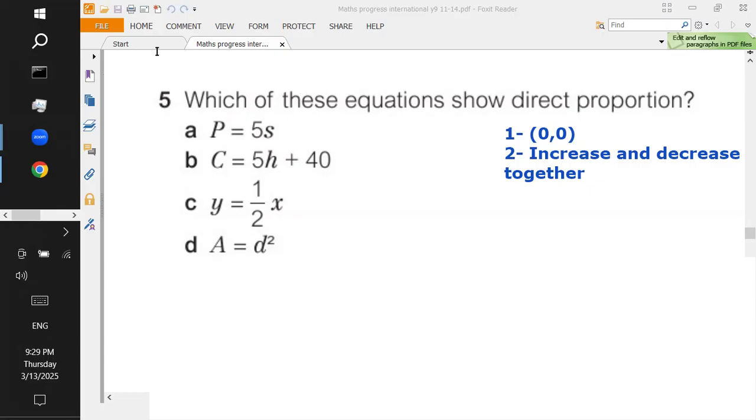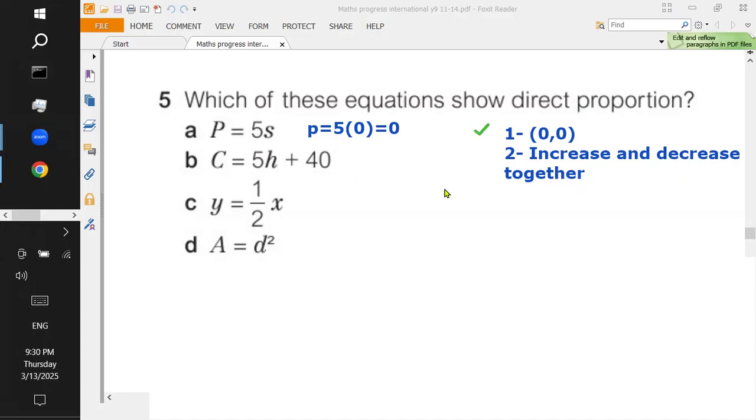So let's check that for A. So we have 5 multiplied by 0. Let's put it on top. So basically p equals 5 multiplied by 0. So this means what? It equals 0, because 5 times 0 is 0. So when s is 0, p is 0 too. This means that the first rule is good.